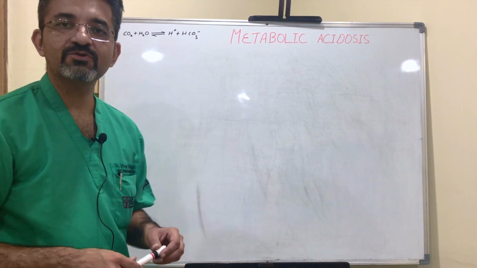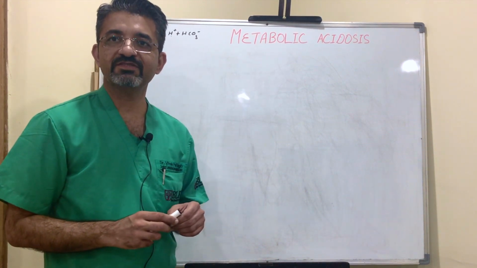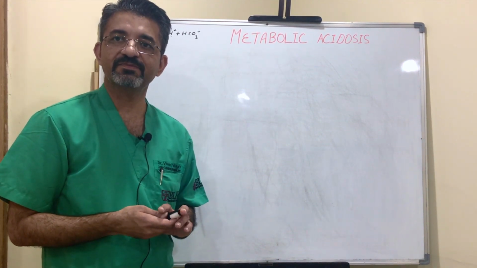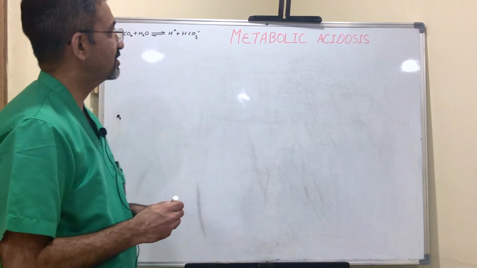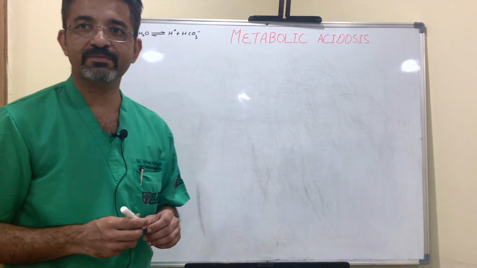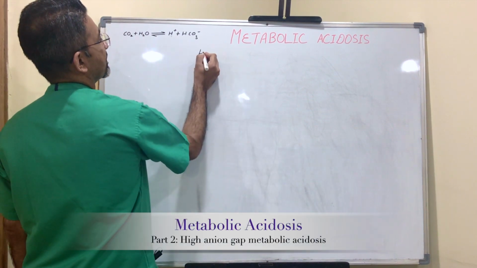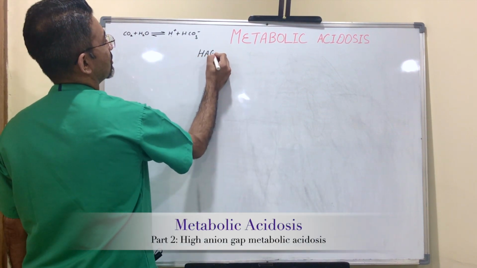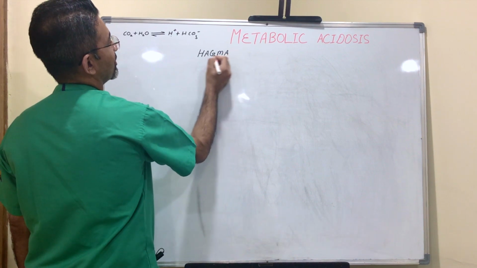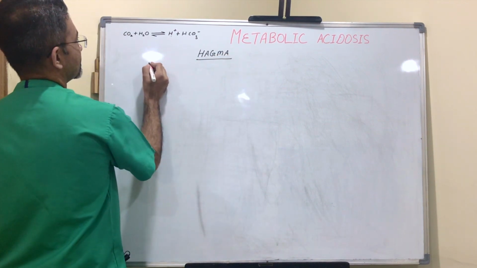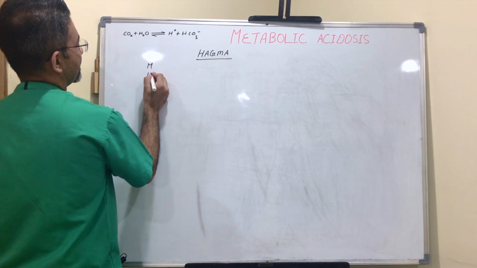Good afternoon everyone. So welcome to the fourth lecture in this series of acid-base disturbances. In the last lecture we discussed normal anion gap metabolic acidosis, and in this lecture we will be discussing high anion gap metabolic acidosis. From our previous lectures we know that we have a mnemonic known as MUDPILES.